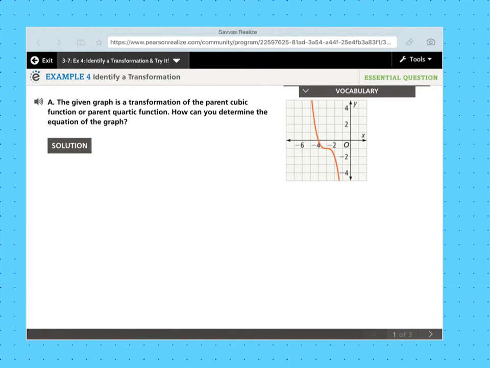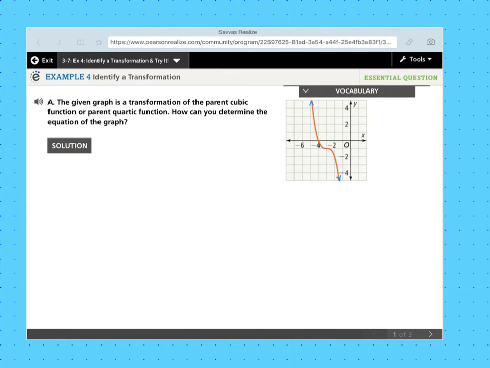The given graph is a transformation of the parent cubic function or parent quartic function. How can you determine the equation of the graph? Now, since the ends extend in opposite directions, if you look at this, I'll use blue so that it's more obvious, right? Since the ends are extending in opposite directions, the end behavior shows that the parent function has to have an odd degree. So that would be y equals x cubed in our example here.